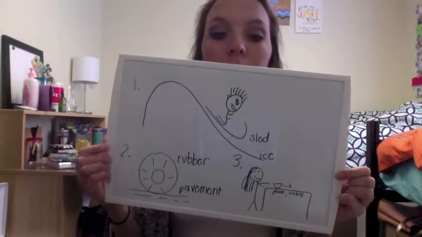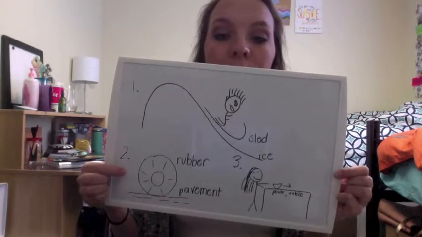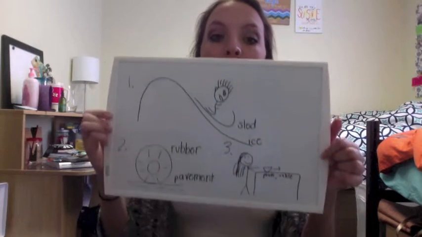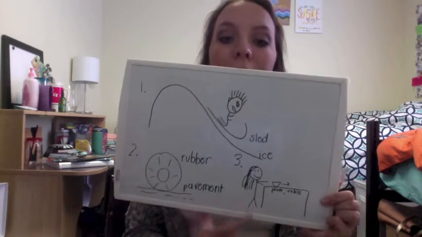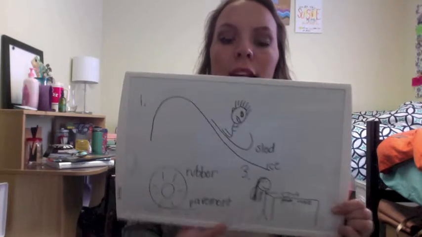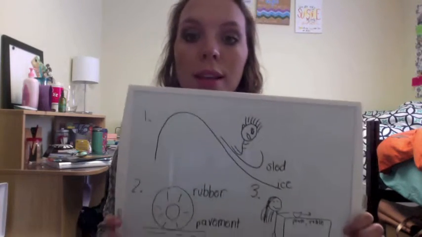Now number 2 on this side right here is a tire. So a tire of a car, a tire of maybe your bike, any kind of tire made of rubber rubbing against the pavement of the ground. In number 3, we have our friend Sarah. She's standing next to your kitchen table, moving the bowl across to the other side.